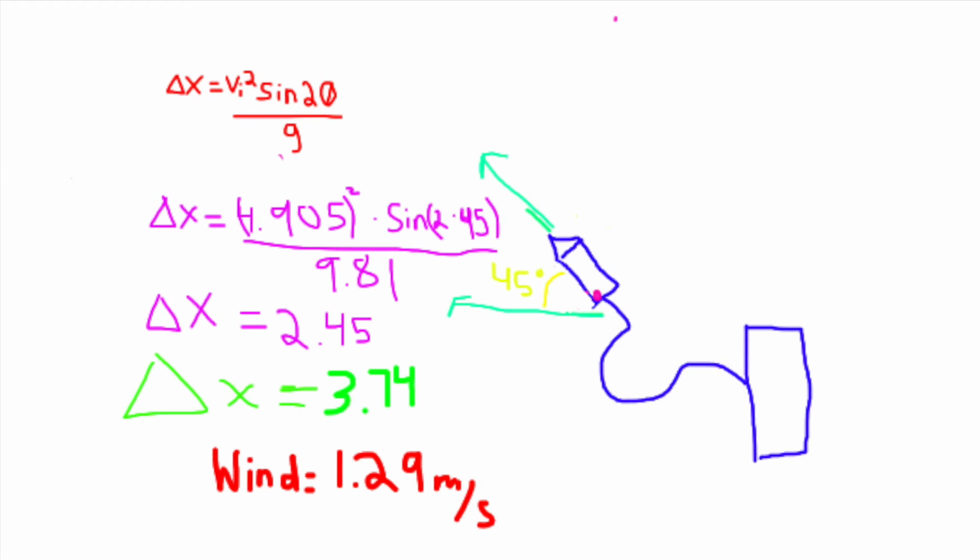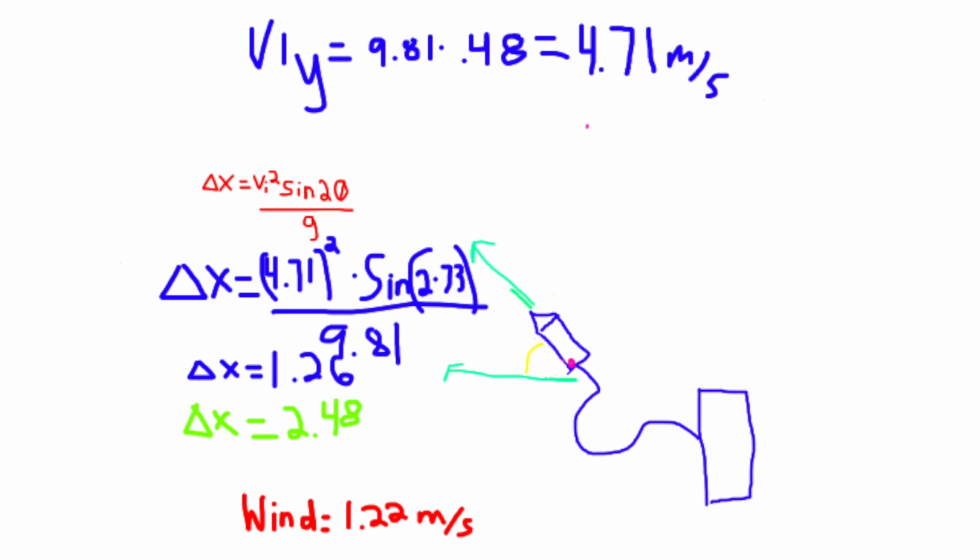We found that with no wind, the rocket, launched from an angle of 45 degrees, should have traveled 2 meters and 45 centimeters. However, in reality, it traveled 3 meters and 74 centimeters. This proved that the wind in this scenario was about 1.29 meters per second. We did it again and found that the rocket should have traveled 1.26 meters, but in reality it traveled 2.48 meters, which meant the wind was about 1.22 meters per second.